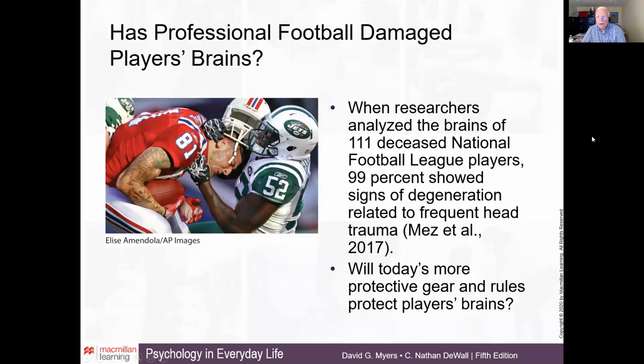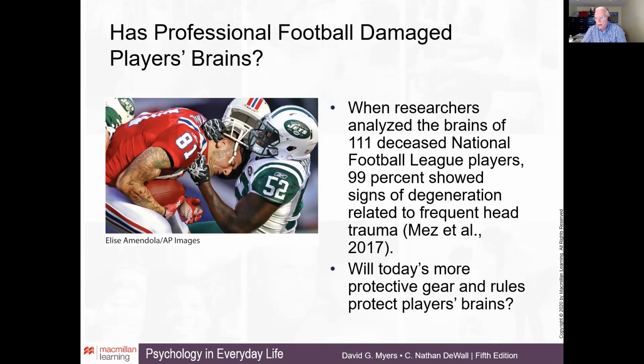As you are probably aware, there's been a lot of interest in recent years in how athletes may experience brain damage resulting from injuries to their brain and concussions. There's an interesting study mentioned in our chapter where they looked at the brains of 111 deceased NFL players and found 99% showed signs of degeneration related to frequent head trauma. As I'm sure you're aware, these kinds of research findings have brought about some changes in the rules of football and in the equipment that football players use.